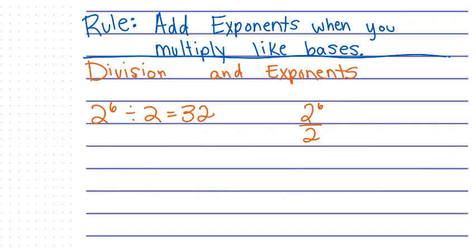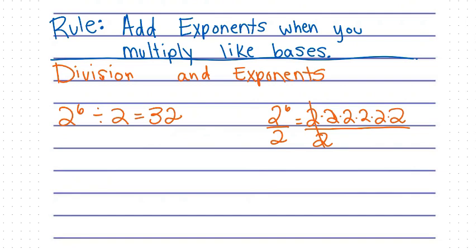So 2 to the 6 over 2. We're going to expand this one. So I'm going to write 2 six times: 1, 2, 3, 4, 5, 6, over a 2. Okay, so the great thing about division like this, something over itself equals 1. So we're going to mark it out. And how many do I have left? 1, 2, 3, 4, 5, right?